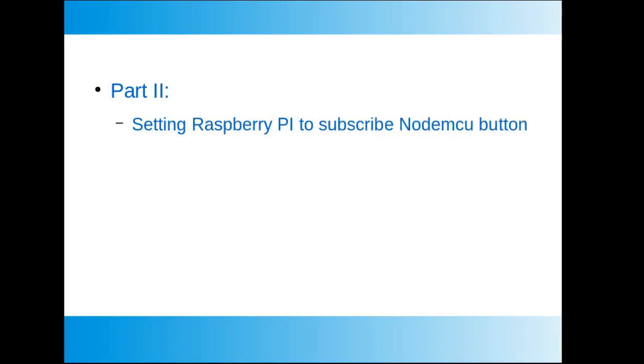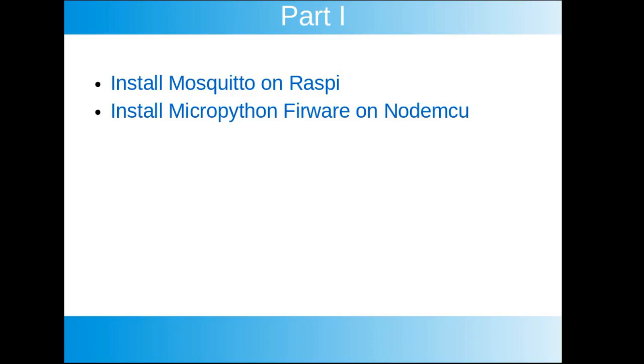In the second part, what I'm doing is setting my Raspberry Pi to subscribe to the NodeMCU button. That is, whenever I press the NodeMCU user defined button, the Raspberry Pi will get the message. After getting that message, we can do some functions or some task according to it. That's what we can do with this. So let's get into part 1.